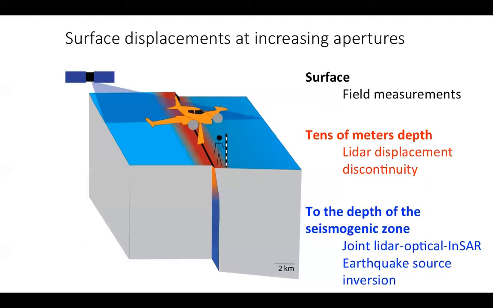So today we're going to look at several different ways of measuring surface displacement. First, we're going to talk about how we can measure the surface offset looking at field measurements. Then we can look at the behavior of the fault at tens of meters depth, something I'll call the Lidar displacement discontinuity. Finally, we can invert for slip from the surface to the depth of the seismogenic zone using a Lidar optical INSAR earthquake source inversion. We'll talk about each of these individually.